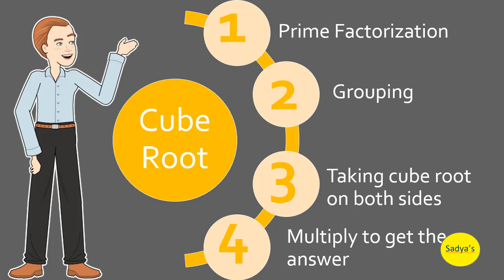Third step. In square root, we take square root on both sides, and in cube root, we take cube root on both sides. Cube and cube root symbol, or square and square root symbol, they cancel each other's effect, and in the last step, we multiply to get the answer. This last step is the same in both cases.